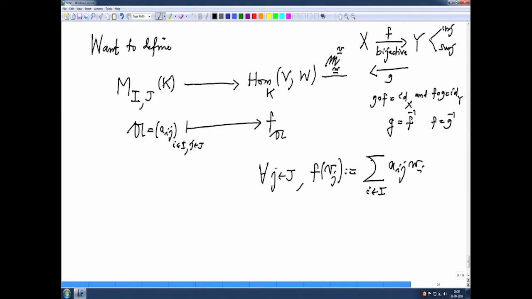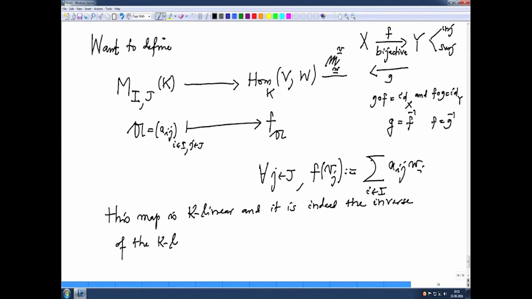And you see, the same equations will give you this matrix back. So this map is K-linear, and it is indeed the inverse of this K-linear map M V W, this map, which is a map from Hom K of V W to M I J K.